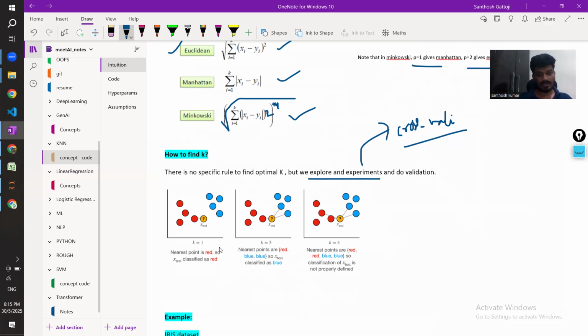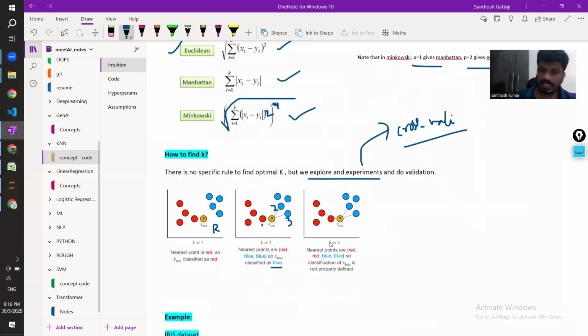Because k equal to 1, only one nearest data point, so this will become red. But if you say k equal to 3, what happens? This is my first nearest point, this is second nearest point, this is third nearest point. The majority is blue, so this will become blue.